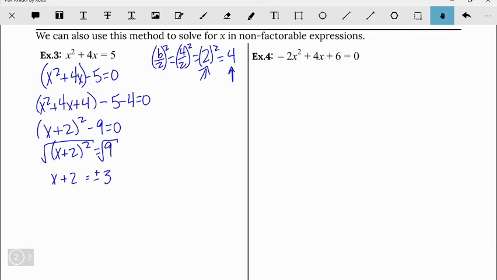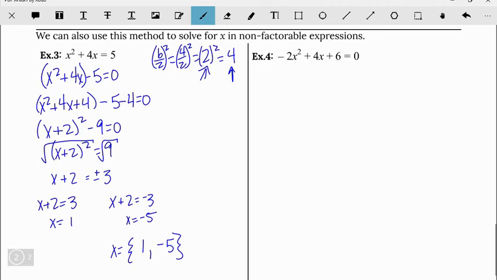So that means we really have to consider two possible answers. One that we'll get when we set x + 2 equal to positive 3, and one when we set x + 2 equal to -3. So then solve each one. So subtract a 2 from both sides. So that means we have two solutions on this, that x is either 1 or -5. And again, sometimes this works out really well that we have the perfect square, but sometimes not so much. So let's check out example 4.